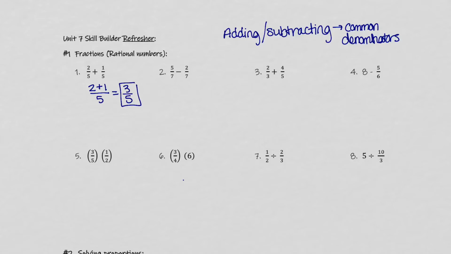Now you want them as simplified as you can. In number 2, the denominators are the same, so that's 7. So I have 5 minus 2 on top, which is 3/7, and that doesn't simplify. Those are both prime numbers.